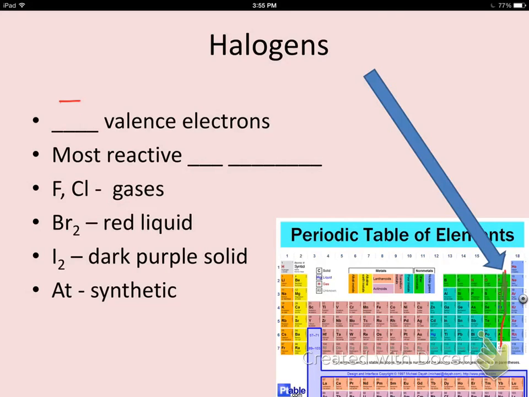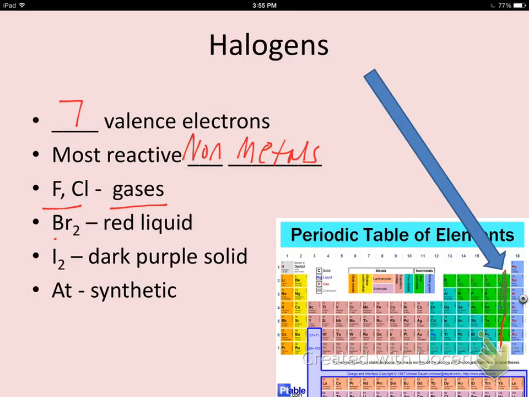They have 7 valence electrons. They are the most reactive nonmetals. They just need one more electron to become like the noble gas. They are very varied and diverse in terms of how they are present.